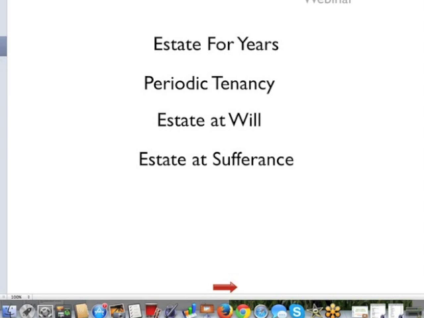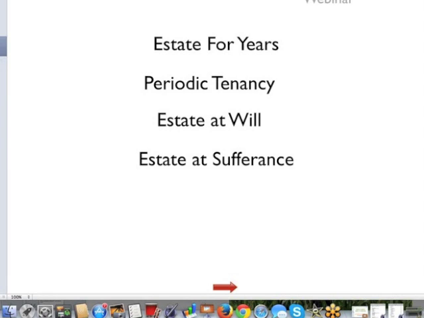Estate at years gives you a definite period of time. So the moment you rent it out, you could plan your next tenant. Periodic tenancy says, I don't know when it's ending, but at least I know it's month to month or week to week or whatever it is you establish. Estate at will means they can be gone at any moment. Estate at sufferance means, well, they're not gone.